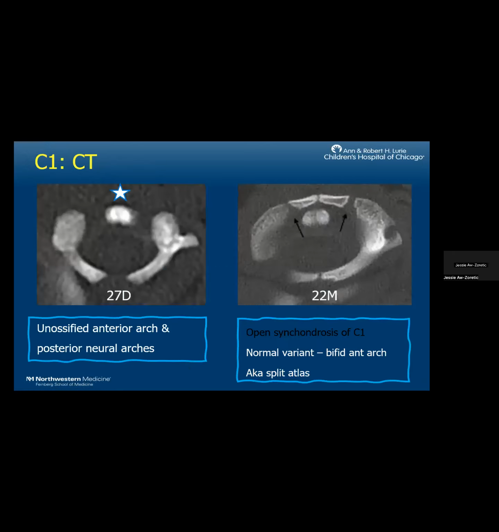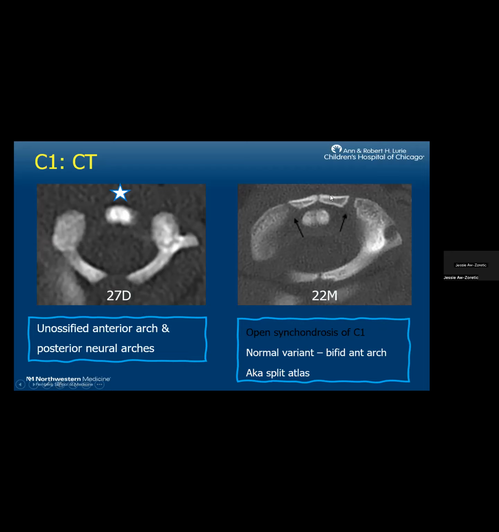Now, here's a CT from a 27-day-old. You can see that the star is where the anterior arch is meant to be. It's unossified. It's present, it's cartilaginous, it's just not ossified, so it's very hard to see. But you see both the left and right posterior neural arches, and you can quite clearly see that they're not fused posteriorly.